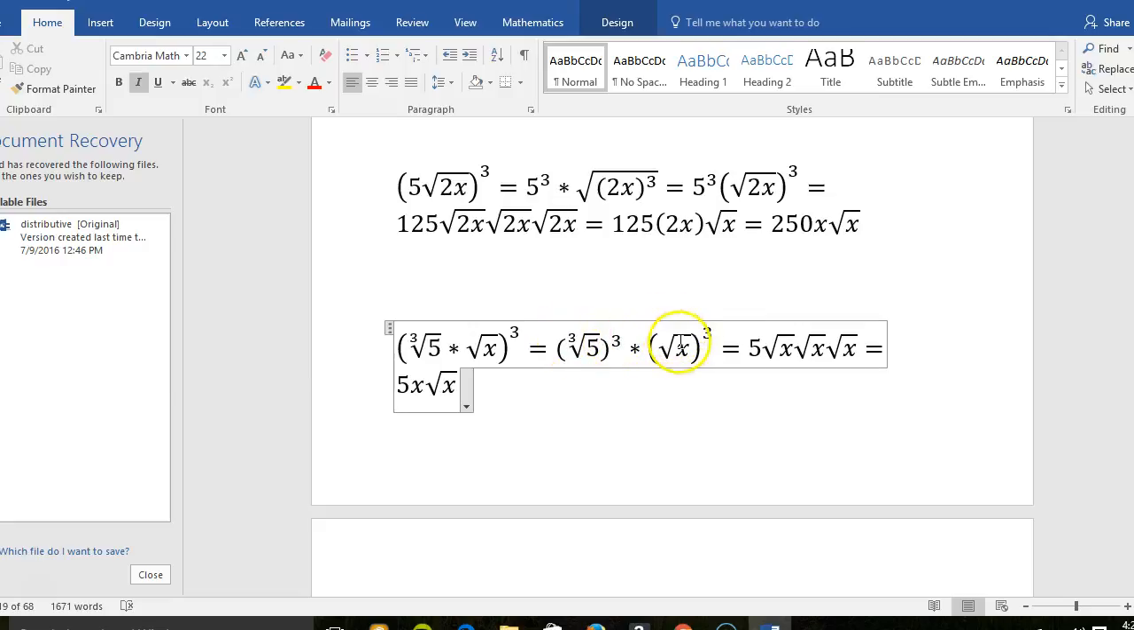And then the square root of x to the third power, well, that's radical x, radical x, radical x. Now, the two radical x's combine to get x. So there's that. So we have 5x times radical x. That'll be all for that example.